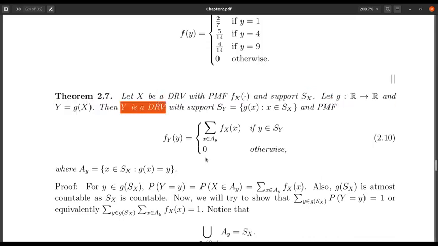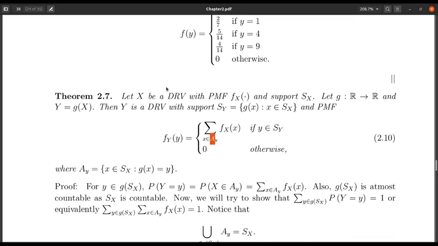The only choice is that Y is a discrete random variable, and the support of Y is given by this set. Exactly the same thing we did in the last case. And then the probability mass function of Y is actually given by this. Notice that this quantity is nothing but the probability that X belongs to the set A_y. That is exactly what we did in the previous example.